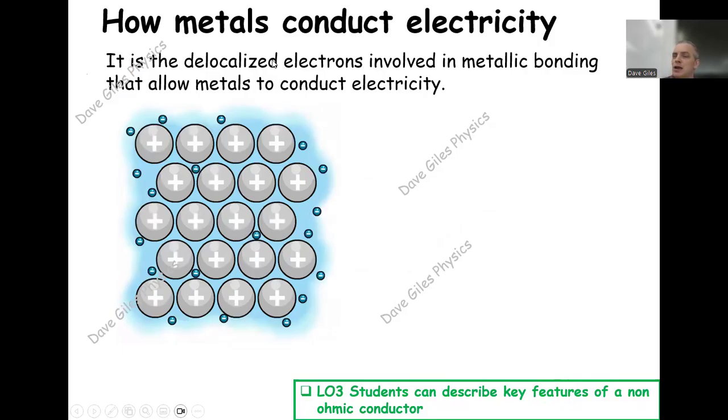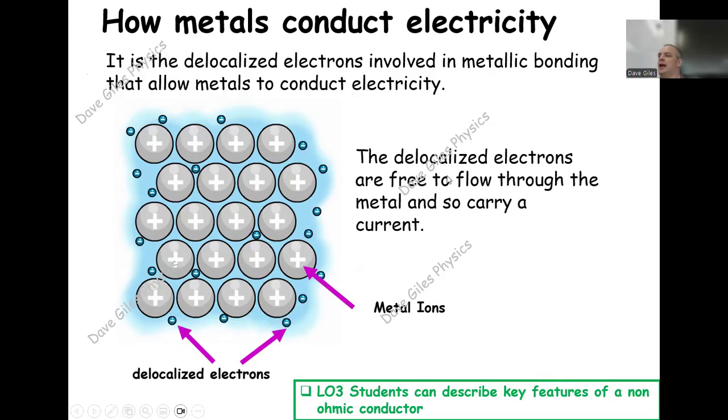This links into a little bit of chemistry if you do that at IGCSE as well. In a metal, which is the most common conductor, you've got metallic bonding. So you've got metal ions, or positive ions. Then you've got electrons, which are free to flow. They're called delocalized electrons. The delocalized electrons are free to flow through the metal, so carry a current.